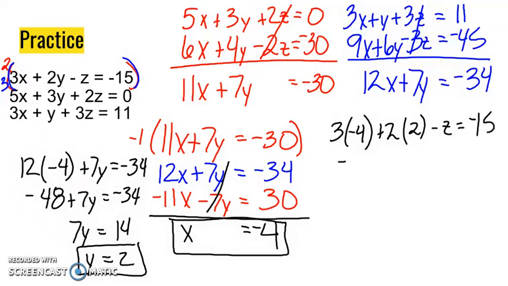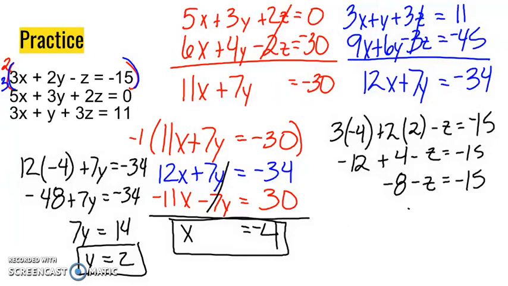Okay, 3 times negative 4 gives me negative 12, plus 2 times 2 gives me 4, minus z equals negative 15. That gives me a negative 8 minus z equals negative 15. Add my 8 to the other side, I get negative z equals negative 7. Okay, I've still got the negative in front of the z. I need to get rid of that. I can divide both sides by negative 1, and I get z equals 7.